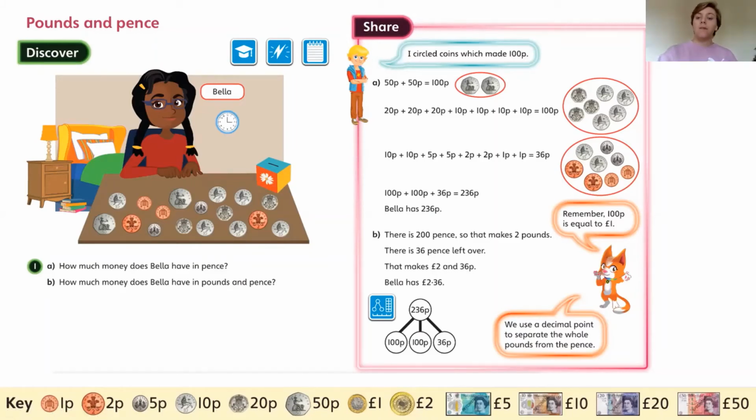Now for part B. So there's a little hint down here which says that, remember, 100 pence is equal to £1. So if Bella has 236 pence, we can split that into 100 pence, 100 pence, and 36 pence as we did earlier. Now, if there is 200 pence there, that makes that £2, with 36 pence left over. So that makes £2 and 36 pence. Now we use a decimal point here to separate the whole pounds, the £2, from the pence, the 36 pence. So Bella has £2 and 36 pence.